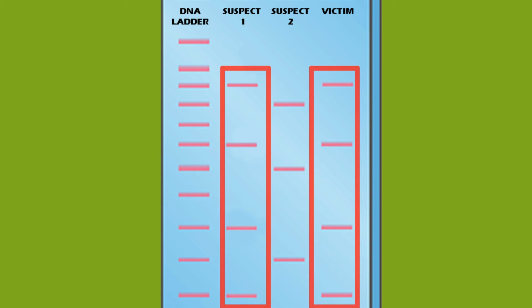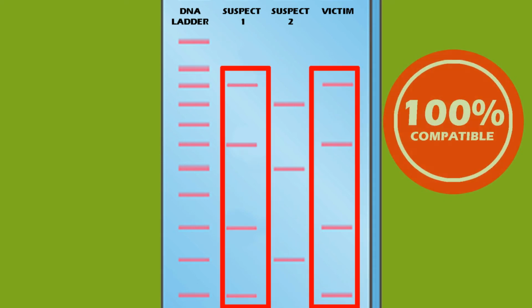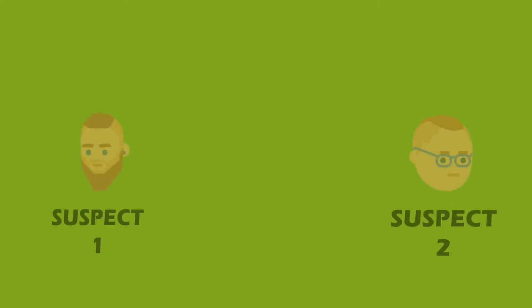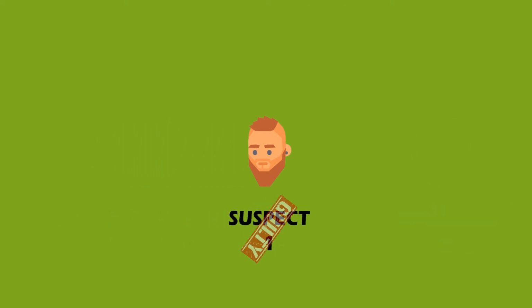If the bands resulting from the DNA found on the knife are identical to any of the suspects, it confirms that this suspect held the knife.